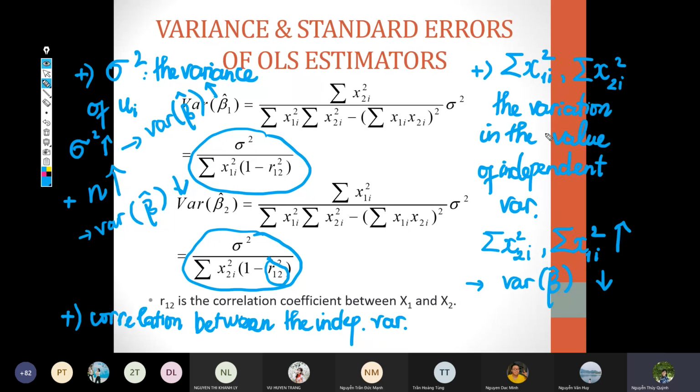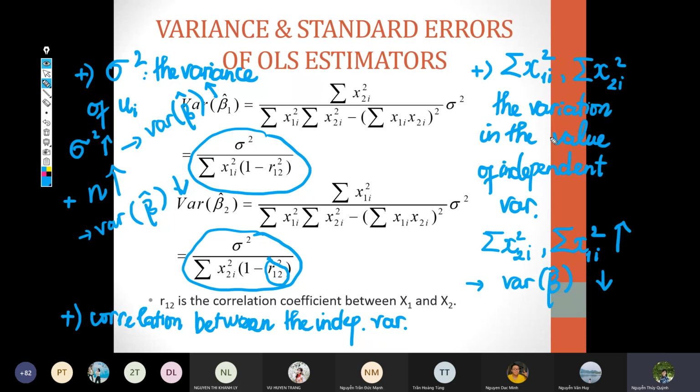In the multiple regression model, we have more than one independent variable, so there will arise a correlation between the independent variables. And if we have a high correlation between the independent variables, our OLS estimator will be less precise. That is the factors that affect the precision of our OLS estimators. Any questions here?